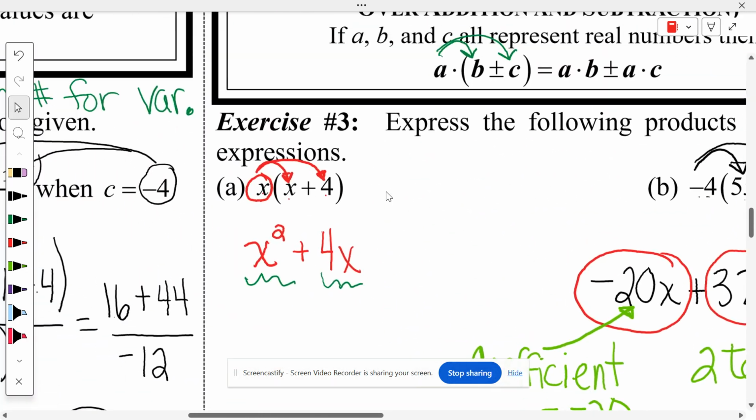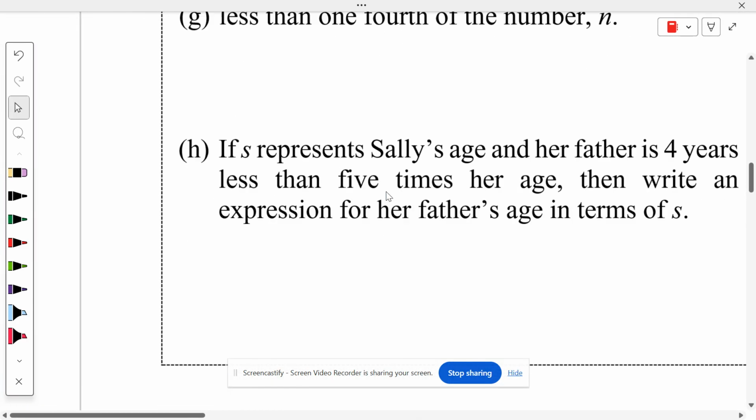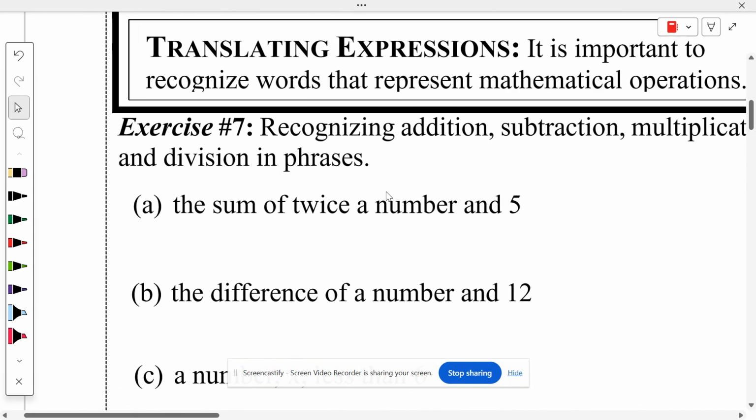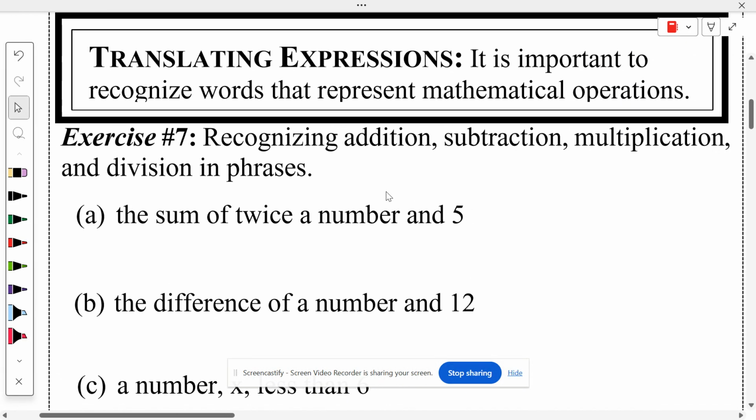Our last exercise for this lesson, exercise 7, is recognizing math words. Recognizing words that mean addition, subtraction, multiply, or divide.